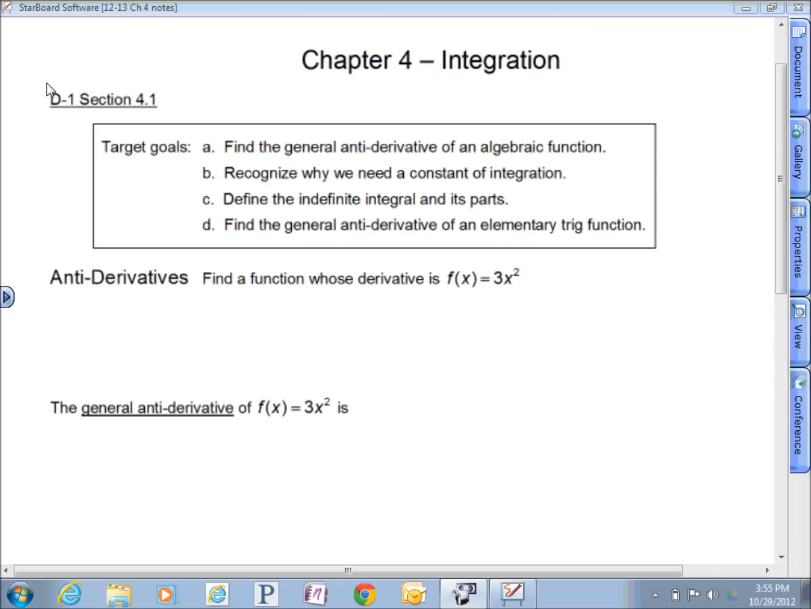Chapter 4 is all about integration. We're integrating functions. What's integration? Well, to put it bluntly, it's the opposite of differentiation. We've been taking all these derivatives. Well, now we're trying to learn how to untake all these derivatives.